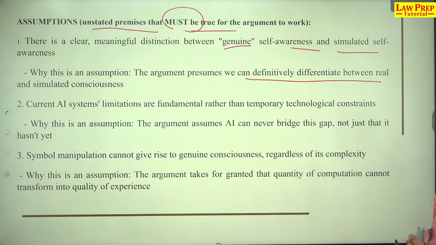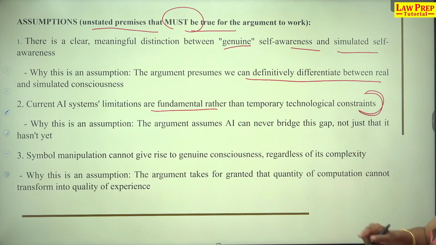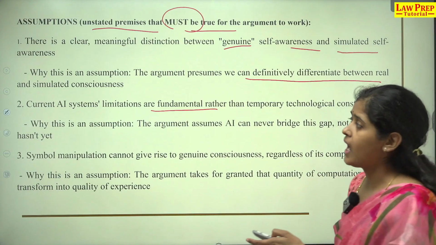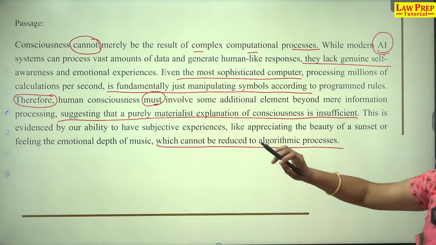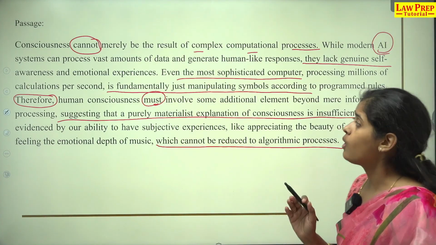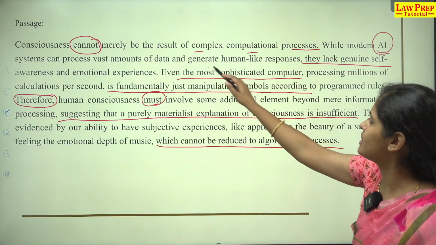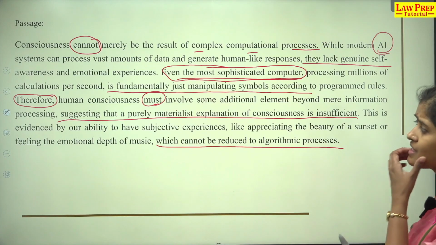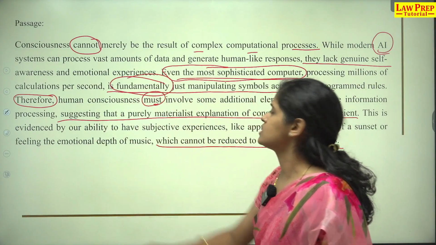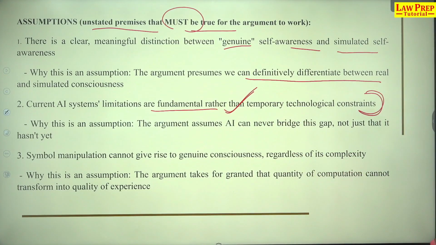Next. Current AI systems' limitations are fundamental rather than temporary technological constraints. How did we do this? Because the argument assumes that AI can never bridge this gap, not just that it hasn't yet. See, read the passage again. You have very strong lines written over here that human consciousness must involve some additional element. Or you can say that they lack genuine self-awareness. More sophisticated. This is like the last thing, right? A computer which is more sophisticated, there is nothing beyond that. And the author has written, it is fundamentally doing what? Just manipulating symbols. So this assumption becomes true, that current AI limitations are fundamental, right?